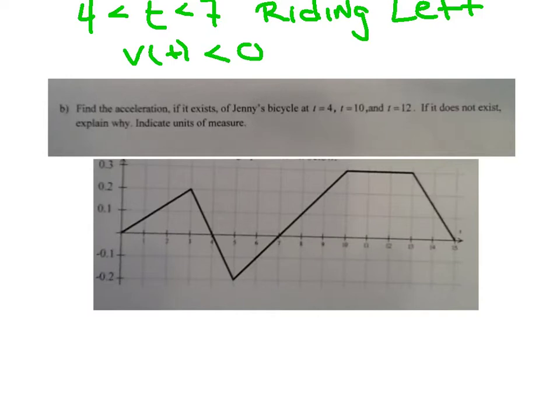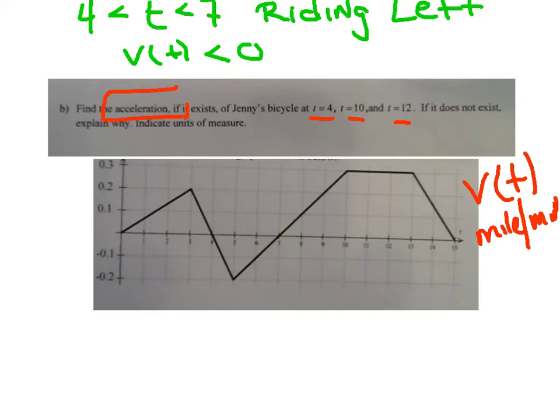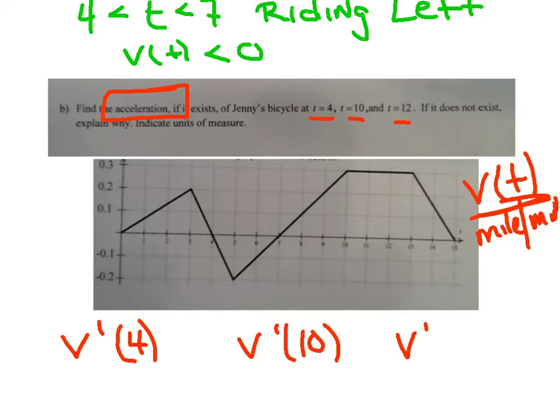All right, part B. Find the acceleration, if it exists, of Jenny's bike at t equals 4, 10, and 12. If it does not exist, explain why, and indicate units of measure. Let's recall, we are staring at velocity, and our units were miles per minute. My goal is to get acceleration, and that's the key trigger word. All you have to do is say to yourself, I'm staring at velocity. That's why it was so important to get that down. If you want acceleration from velocity, you should be taking the derivative. So I need to look at v prime of 4, v prime of 10, and v prime of 12.